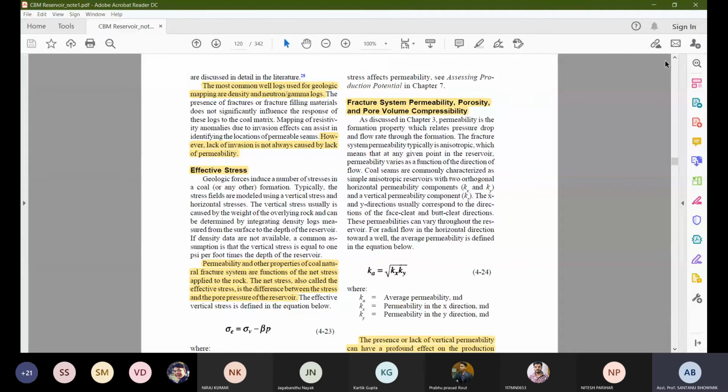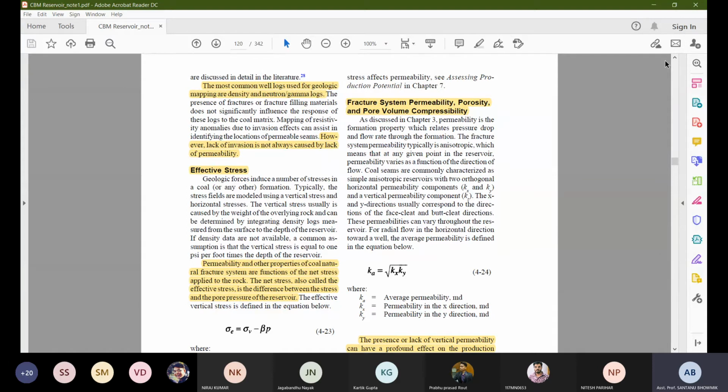Fracture system permeability means the permeability of the fracture systems. Obviously the permeability in the fracture systems is much higher than the permeability of the coal matrix, because it is a single permeability model. Remember always, single permeability model. So fluid flow is not allowed in the coal matrix. It is only allowed through the fracture systems, and the fracture system can be surrounded by the coal matrix like face cleats, butt cleats, or tertiary cleats. So this is the permeability of the fracture system.